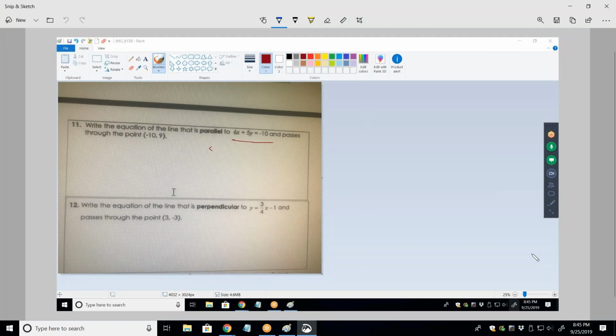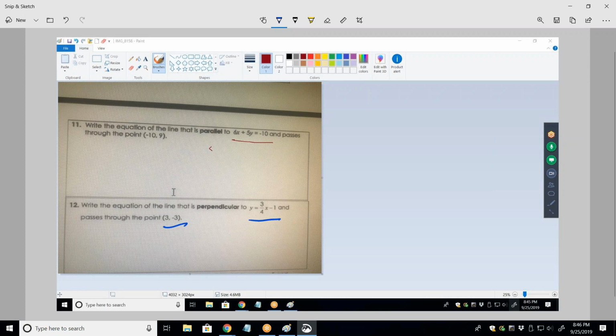So this is the same type of question. It gives you the equation of a line, and it tells you that there's another line that's perpendicular to that line, and it goes through this point. So what's the slope of the second line if it's perpendicular to this one? It would be -4/3. Very good.